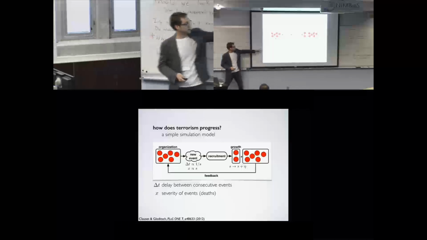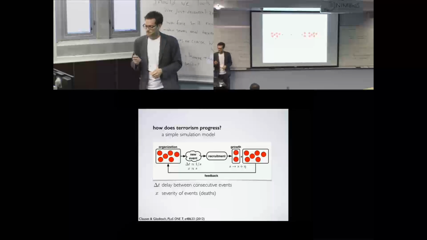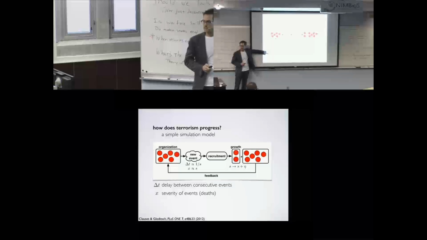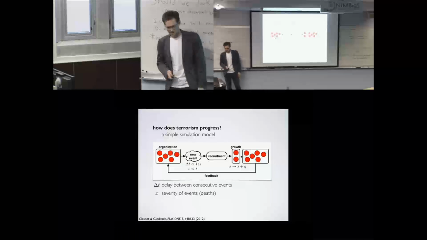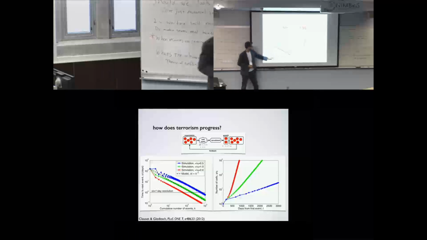So then we're going to look at these two variables again, the delay between the events and the severity of the events. I won't show you data for this one because it's obvious. Right? So in the simulation, the severity of the attack just goes up over time. But the delay is going to go down over time. But how does it go down? It goes down like this. So this is showing the time to the next event as a function of the cumulative number of events, and it has this nice power law-like function.